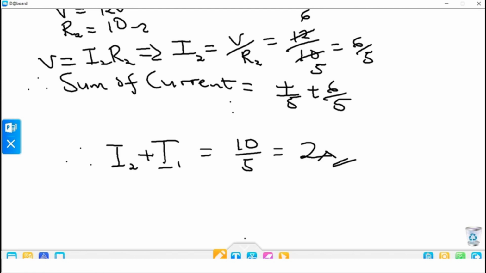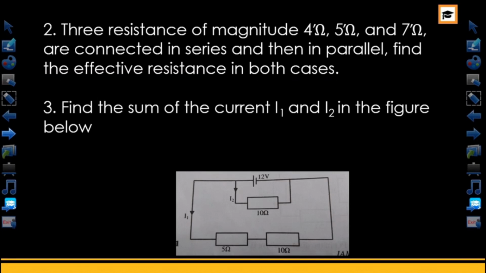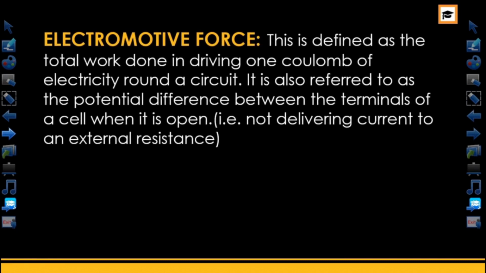Now we've taken a look at examples involving resistance, Ohm's law, and current. Now let's take a look at another concept in current electricity, which is the E.M.F. E.M.F, I will say, is electromotive force. And we said it is defined as the total work done in driving one coulomb of electricity around the circuit. In some textbooks, you see that it is defined as the total work done in driving one coulomb of charge around the circuit. So it's still the same thing. Also, it is referred to as the potential difference between the terminals of a cell when it is on open circuit, that is, when it is not delivering current to an external resistance.